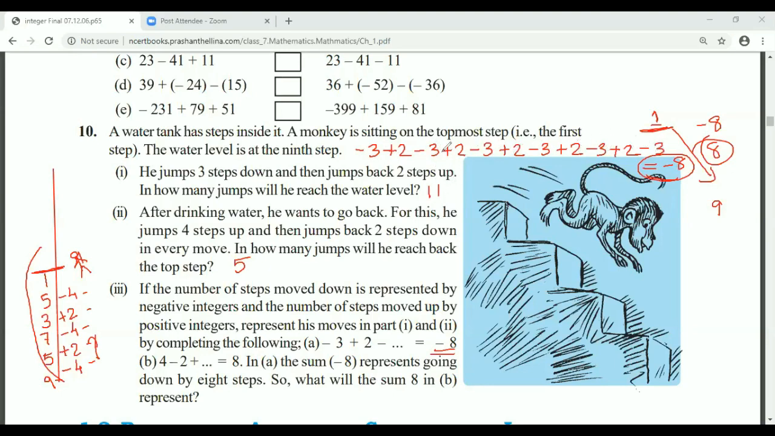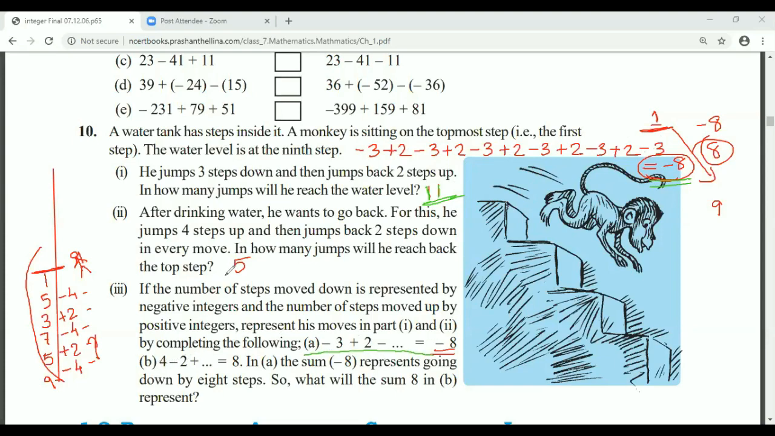As per the first question's answer, in the 11 jumps he is arriving at the water level. I have simply written the 11 steps, 11 numbers here as per the question. You can check whether the answer is -8 or not. If you are getting -8, our answer is right. So this is the explanation here about part A of the third question.